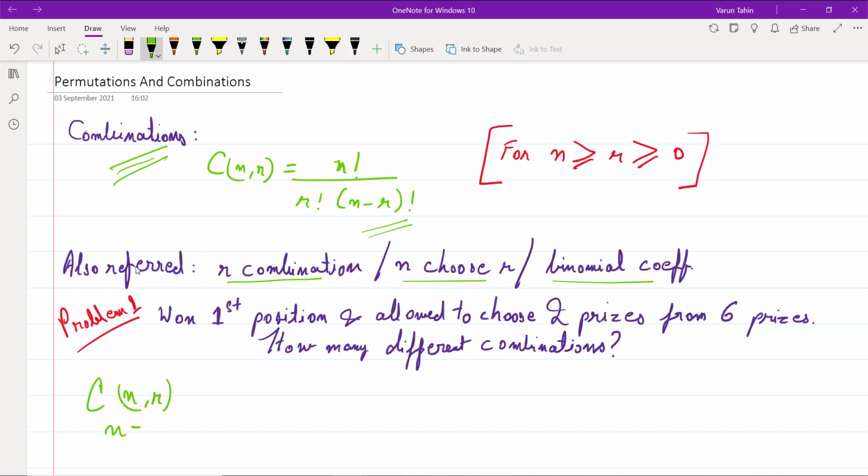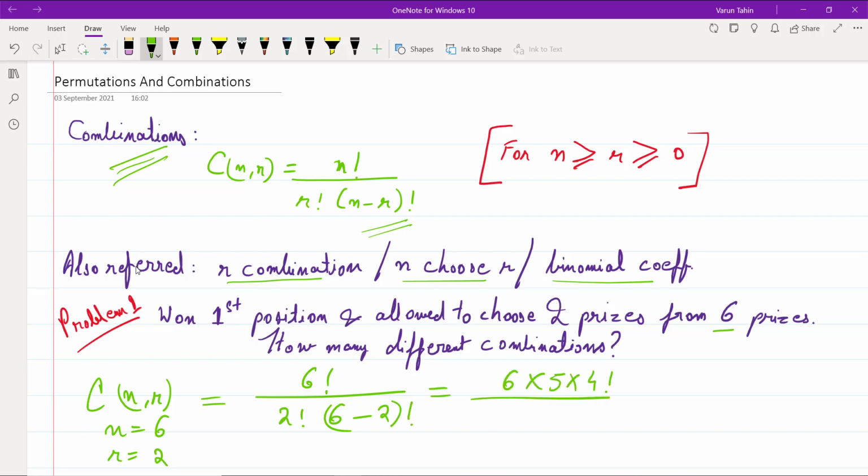Here n is equal to 6 because there are 6 prizes in total, and from that we are allowed to choose 2. So r becomes 2. The equation becomes 6 factorial divided by 2 factorial times (6 minus 2) factorial, which is 6 into 5 into 4 factorial over 2 factorial into 4 factorial. We expand this, the 4 factorial cancels out, and the answer is 5 into 3, which is 15 combinations.